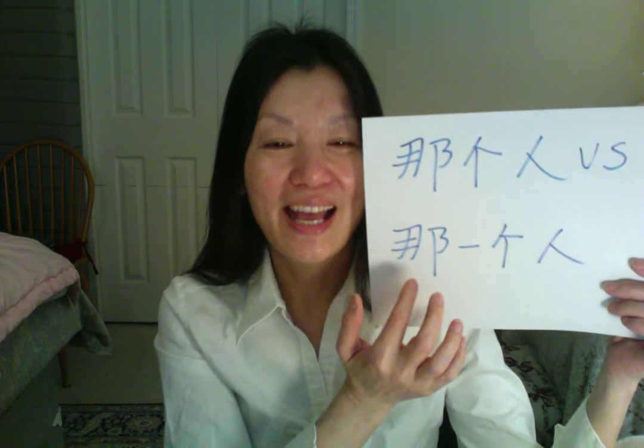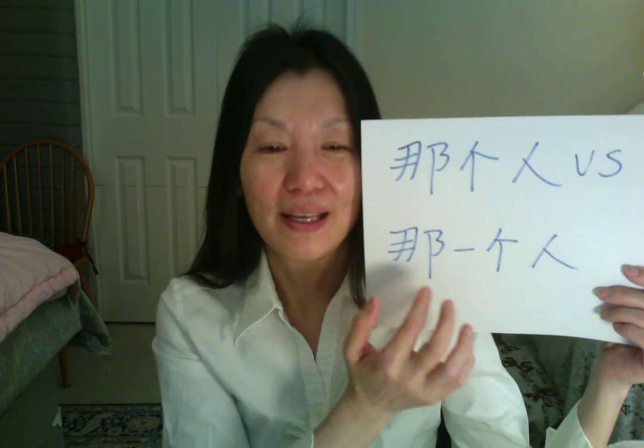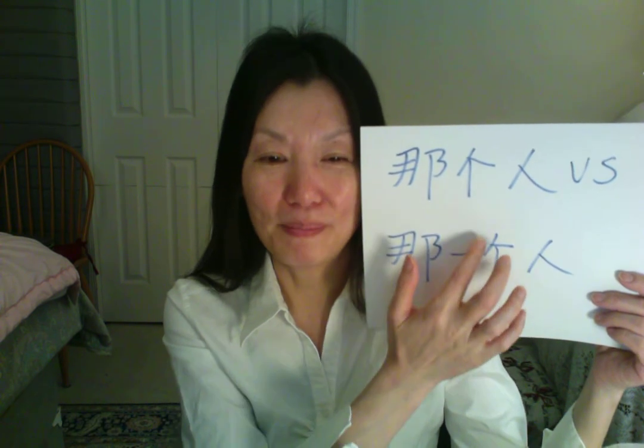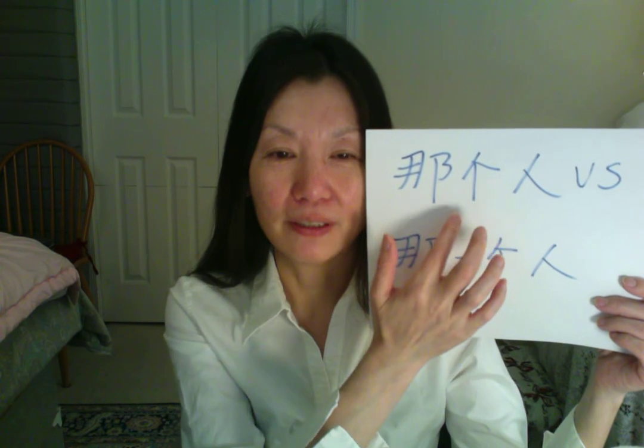See? 那个人 or 那一个人, normally we drop this one. See? There's some meaning here. That person, 那一个人, that person. 那个人, that person. 那个人, that person. 那一个人, that person again. 个 is a measure word, usually after a number we put the measure word. We have a measure word, we don't have a number. That means here is a one. We can drop it. Okay?